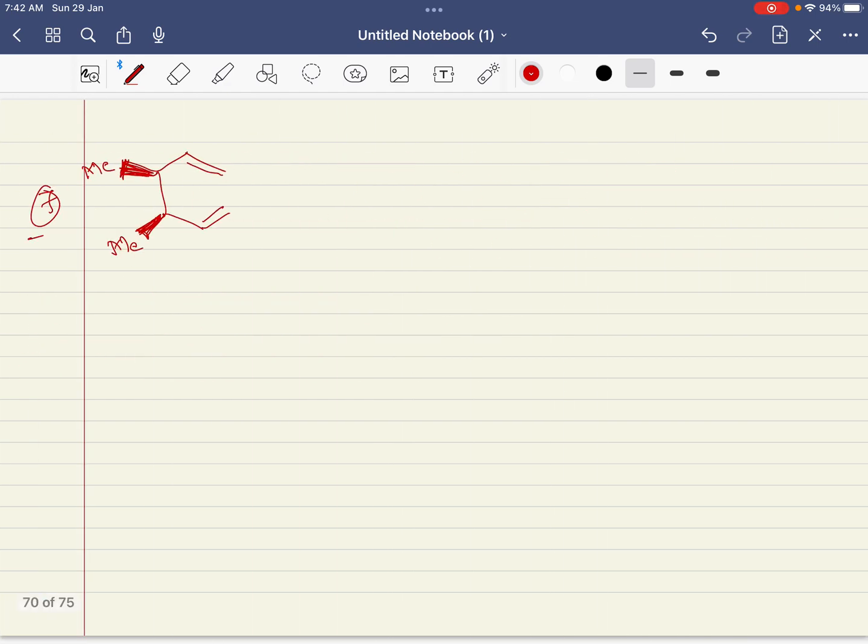We'll see the 7th example here. This is a pretty simple example, but the challenge present over here is stereochemistry. Earlier, stereochemistry was not present in the previous example. Here, the challenge is stereochemistry. Under thermal condition, a 1,5-diene is there. So what will happen? This will be shifted over here.